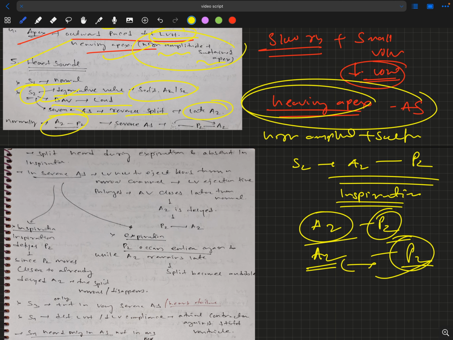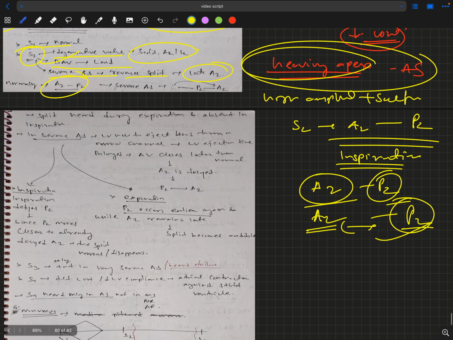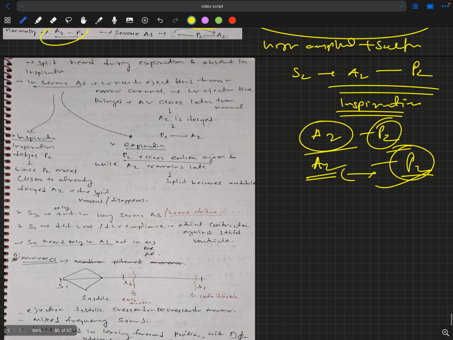So A2 then P2. So this is normally what happens. But in case of aortic stenosis, the valve is so stenosed, or so narrow, that it is taking more time to pump the same amount of blood. So normally A2 P2 was happening. Now it is taking much more time to pump the blood, because the outflow tract is narrow. So the left ventricle is taking more time to eject the blood.